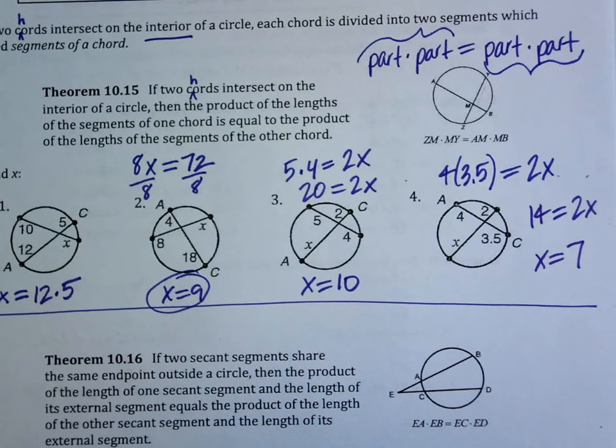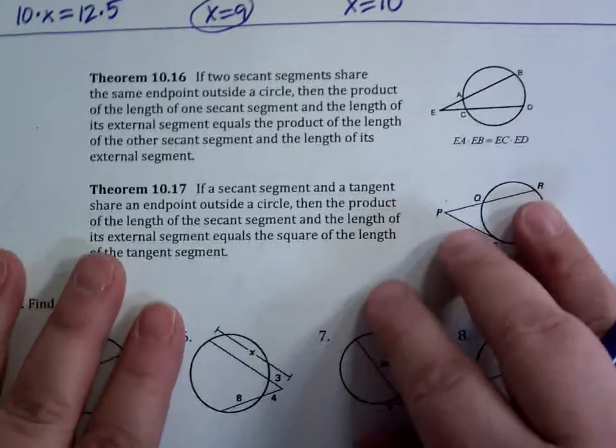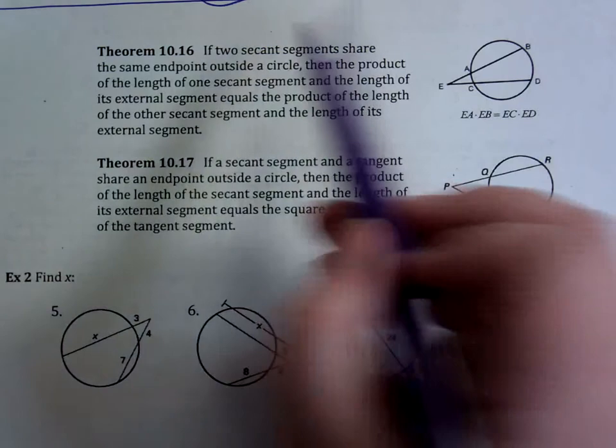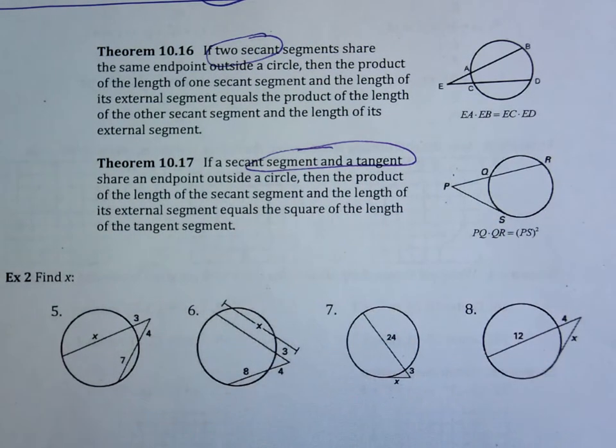So these are chords that intersect in a circle, and these are the pieces of their lengths. All right, next relationship. Notice that they have two theorems here. One of them is if you have two secants, and the other one is if you have one secant and one tangent.